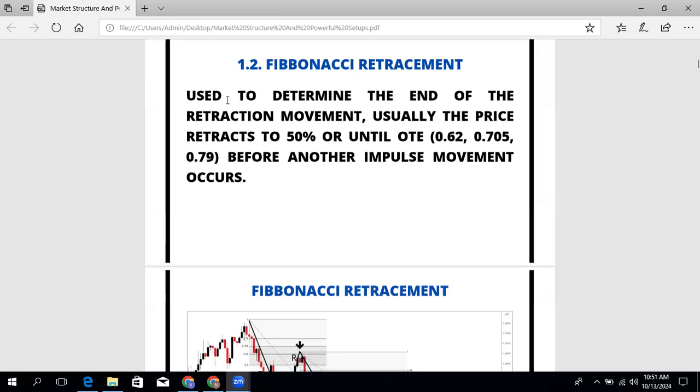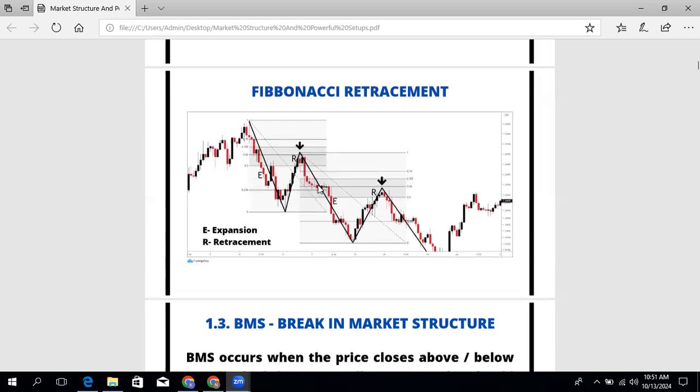At this point, Fibonacci retracement is used to determine the end of the retracement movement. Usually the price retraces to 50% or until the OTE, that is 0.62 to 0.75, 0.705 or 0.79, before another impulsive move occurs. So let's check that. This is the Fibonacci retracement and how it is.